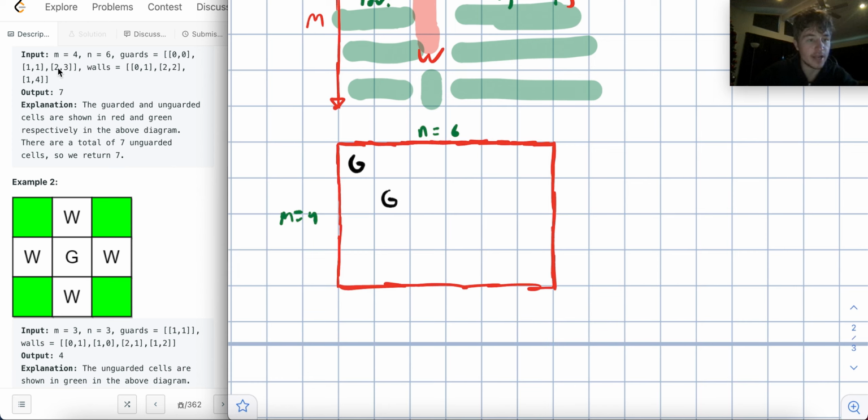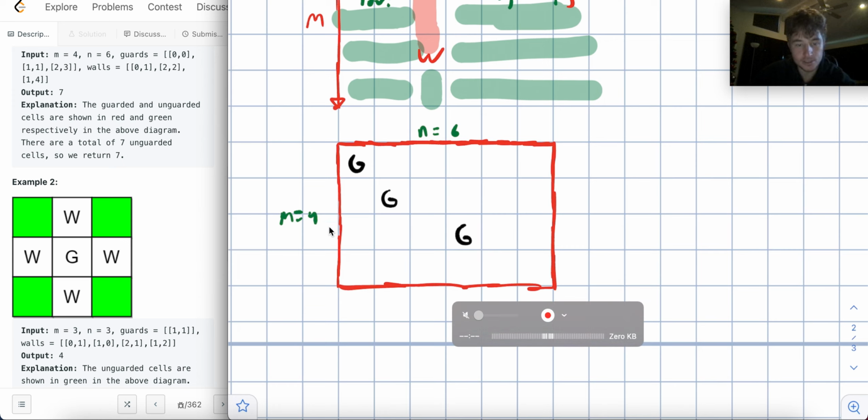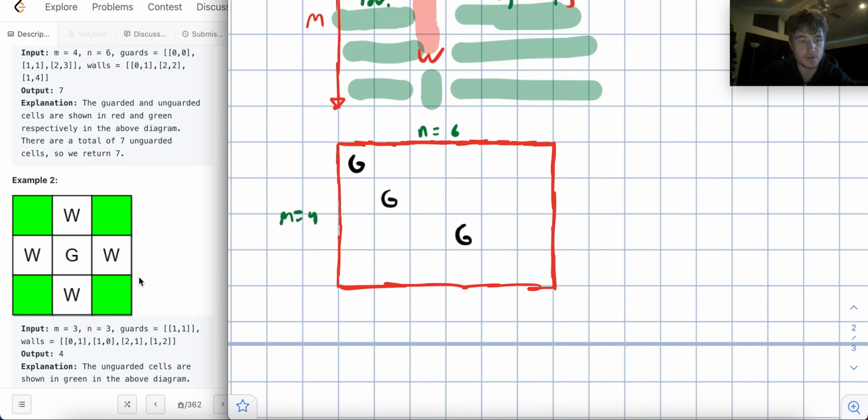And we have a guard at 2, 3, right? So 0, 1, 2, 0, 1, 2, 3. Is that right? Guard, guard, guard. All right, I just want to make sure.